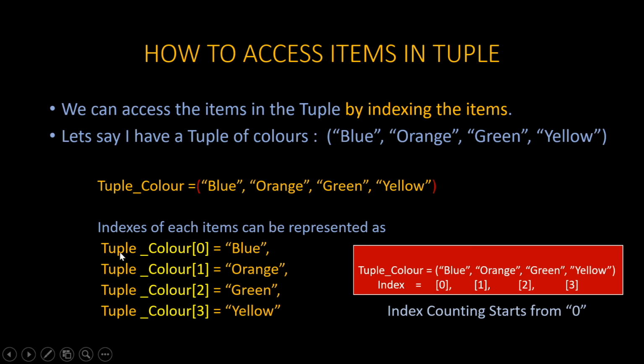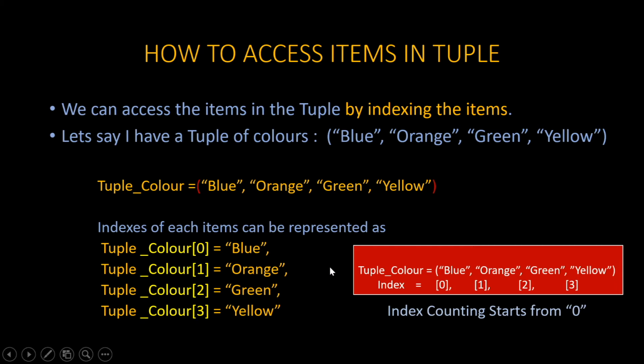When we print tuple of colors of 0, where 0 is the index number, it will return the value blue. When we print tuple of colors of 1, it will print orange. When we print tuple of colors of 2, it will print green.